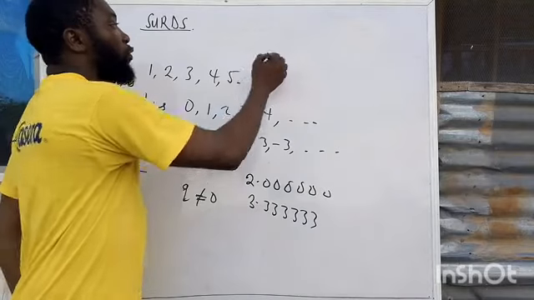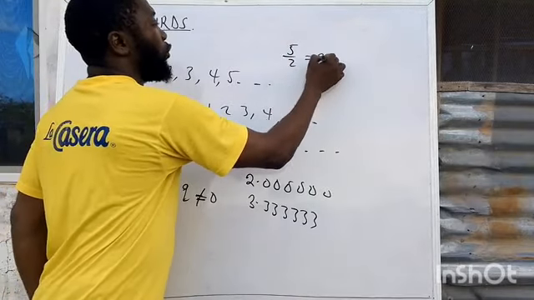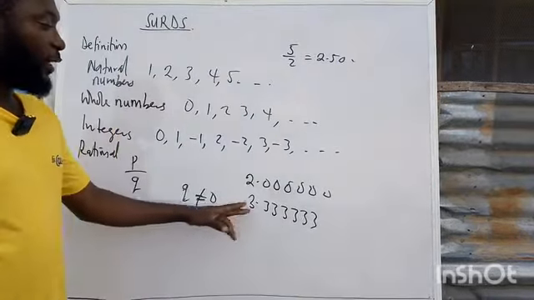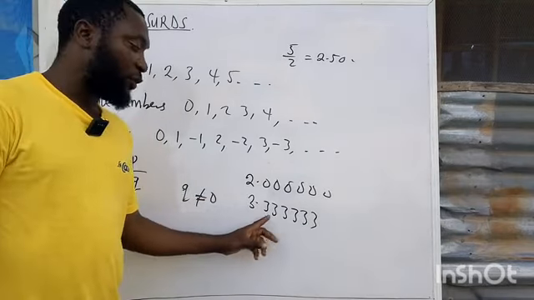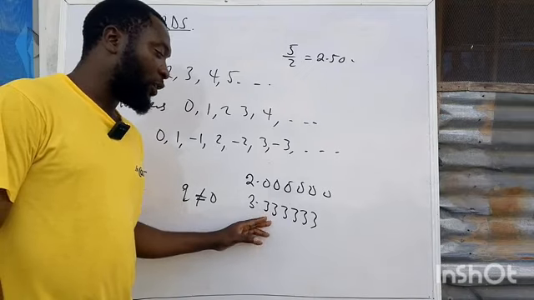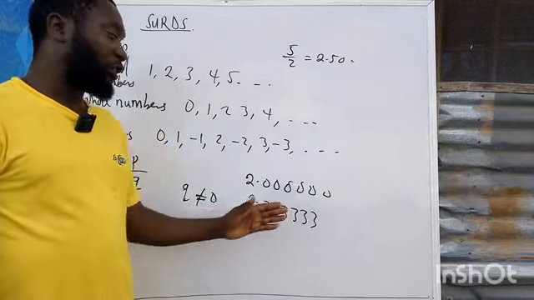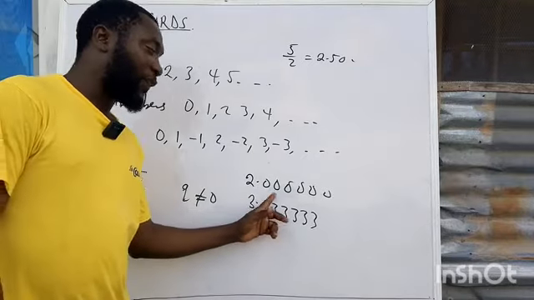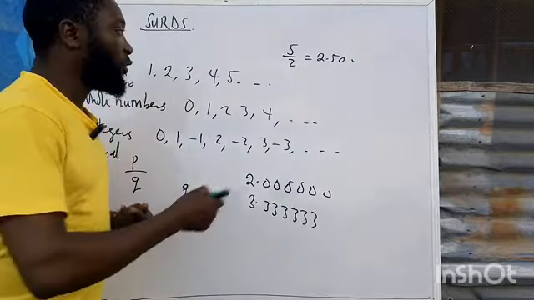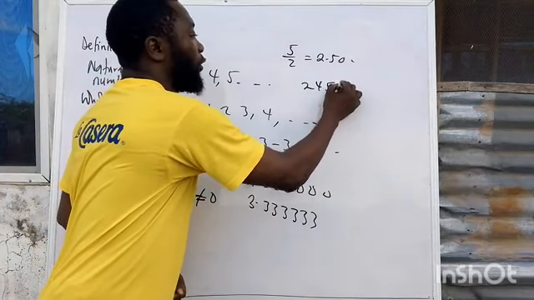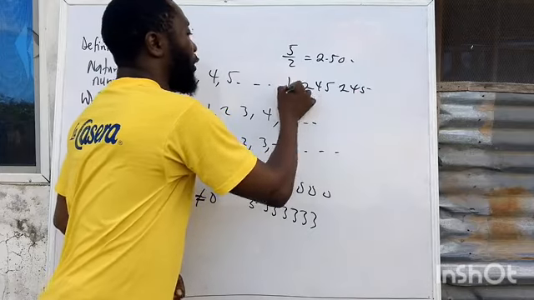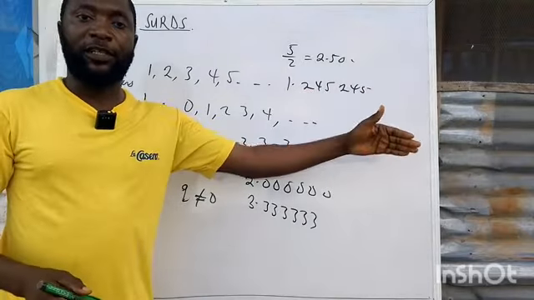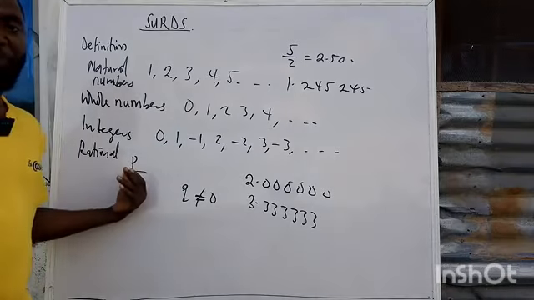Or for example, 5 divided by 2 is 2.500. Note that it is not only the same number that is repeated, but the pattern of the digits after the decimal is the same. Sometimes it may be 245, for example 1.245245245. You can see that this 245 is repeating, and that is what we mean by a repeating decimal.